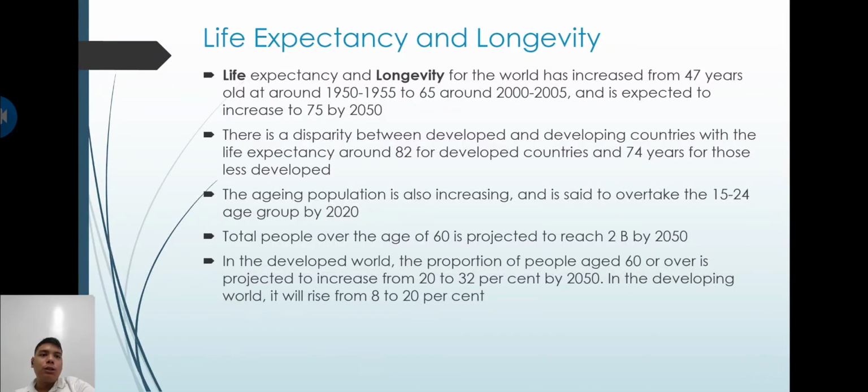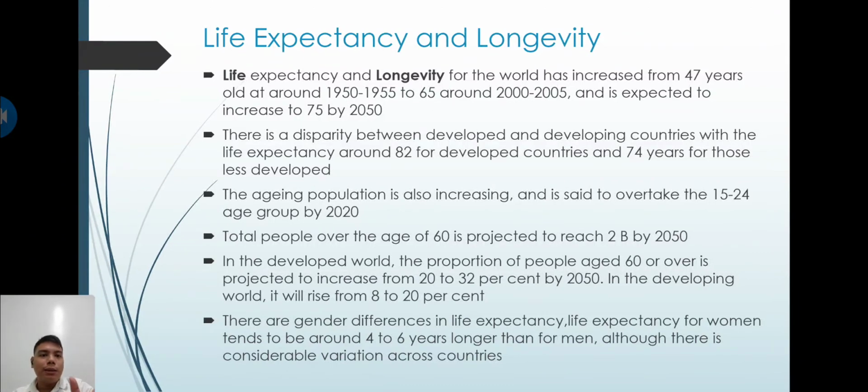In the developed world, the proportion of people aged 60 and over is projected to increase from 20 to 32% by 2050. In the developing world, it will rise from 8 to 20%. So in other words, you can expect that percent of the population to keep increasing. In the developed world, up to 32%. In the developing world, up to 20%.